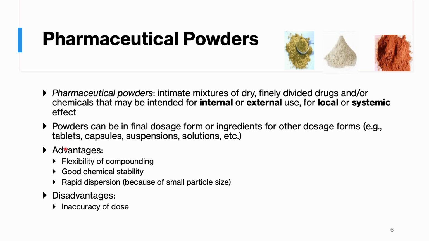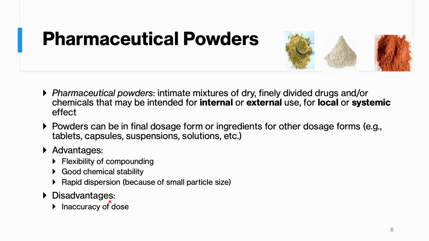An advantage of pharmaceutical powder is the flexibility of compounding. So powder can be easily weighed or measured. Powder has good chemical stability because it's in a solid dosage form. It mostly has no water, so the stability can be long. A small particle size of powder is very good for rapid dispersion in case you use a powder to make a suspension.